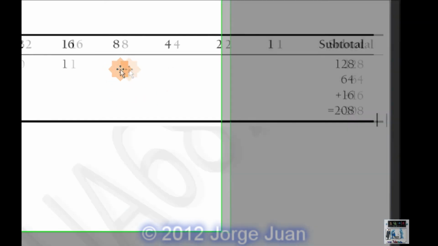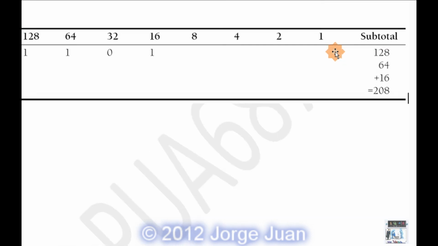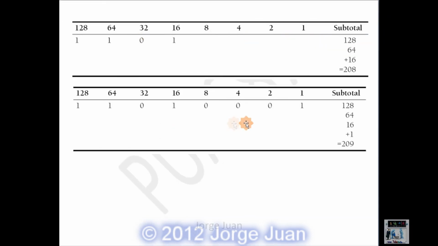So the binary number would be 11010001. And the conversion is completed right here. Our binary number for the octet is 11010001.